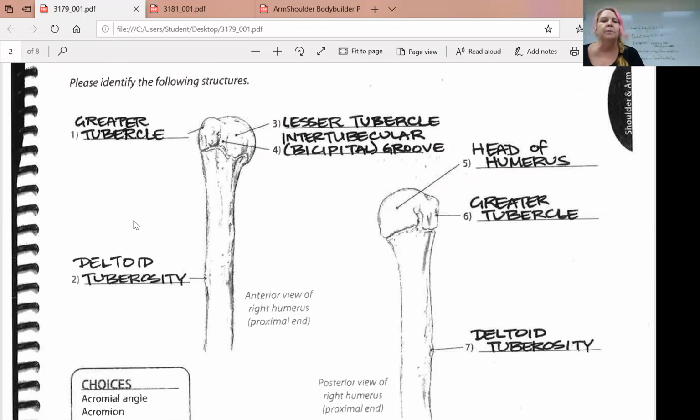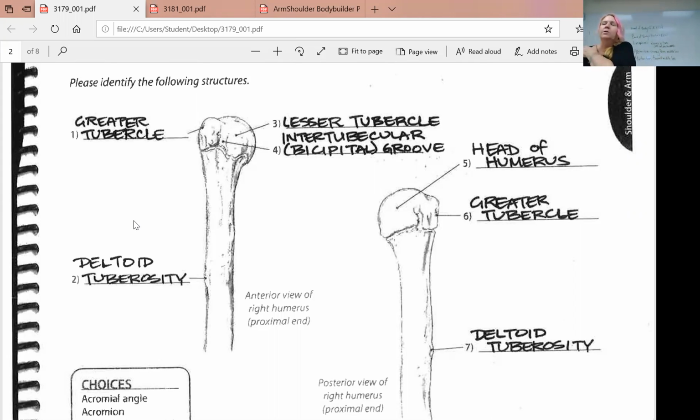intertubercular groove. I call it the bicipital groove. And that groove is there because there's actually a muscle, we'll find out later, that comes up through there to attach onto our scapula, onto our coracoid process. And it kind of goes through there to stabilize the humerus for us. So the intertubercular groove lies right in between the lesser and greater.